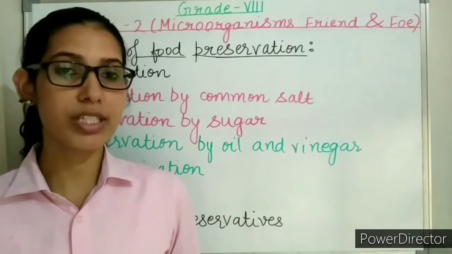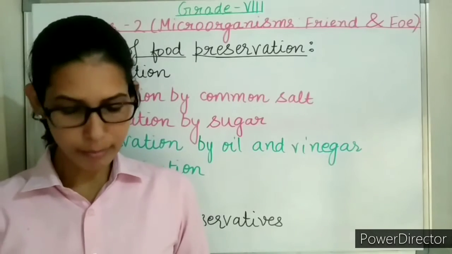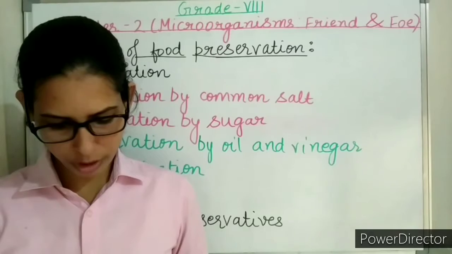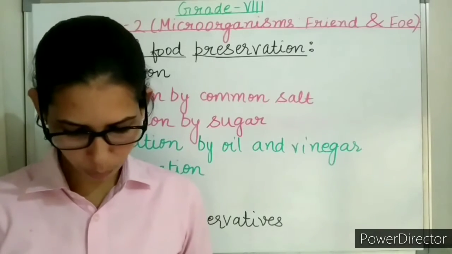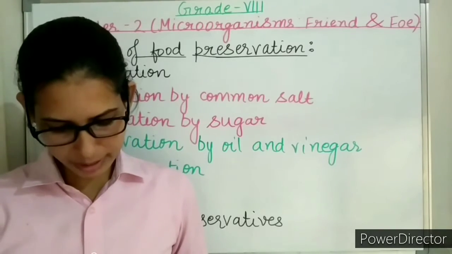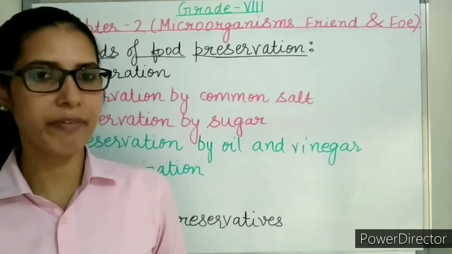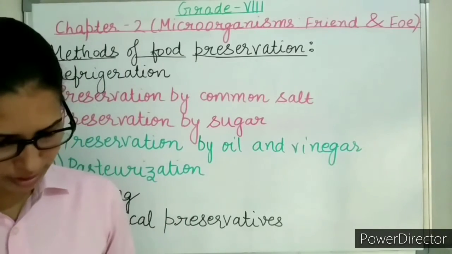Dash is a poisonous mushroom. Amanita is a poisonous mushroom. Chemicals used to check microbial growth in food are known as preservatives. So the chemical preservatives are used to preserve food items. We'll discuss it in detail when I discuss long answer type questions.